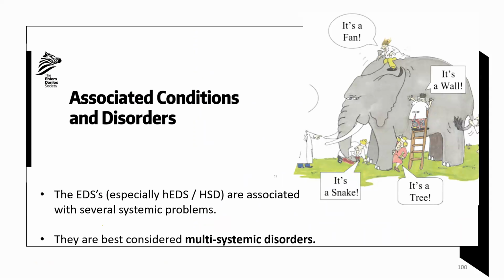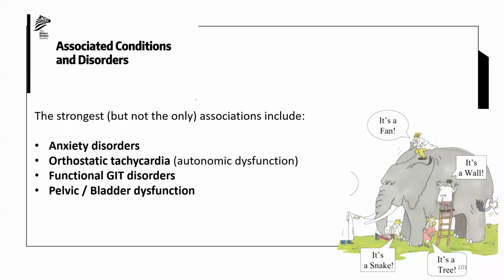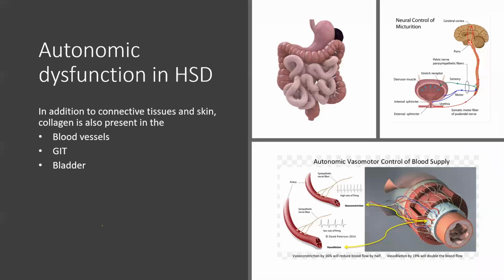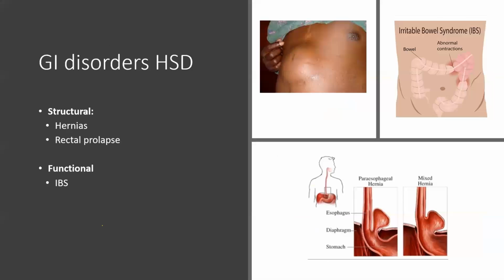So especially the hypermobile Ehlers-Danlos and hypermobility spectrum disorders are associated with systemic symptoms, and they are best considered multisystemic disorders. The strongest associations, but not the only ones, are with anxiety disorders, orthostatic tachycardia, functional GIT disorders, as well as pelvic and bladder dysfunction. Now, as you will understand, there's also collagen present not only in blood vessels, but in the gastrointestinal tract and the bladder, and therefore these patients can have problems with autonomic dysfunction. The gastrointestinal disorders can actually be structural or functional. One can examine the patient and look for hernias and even rectal prolapse, and then functional things such as irritable bowel syndrome.